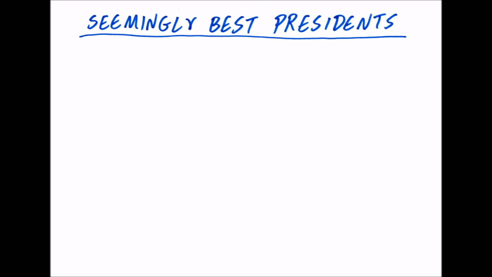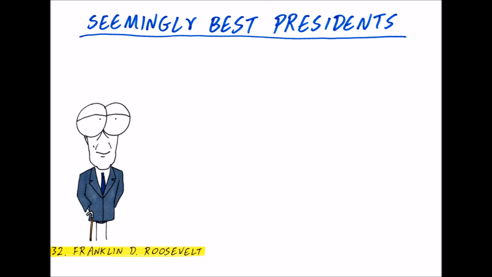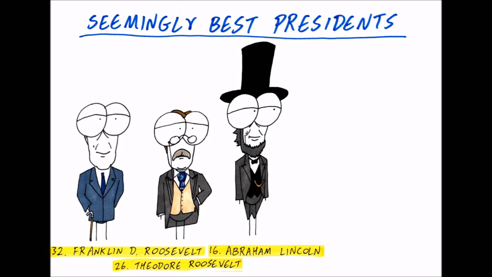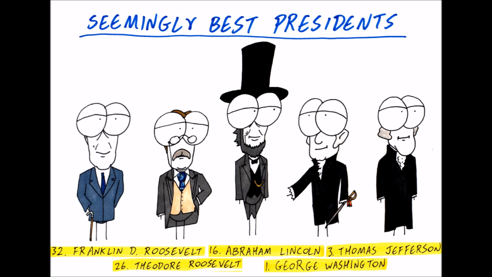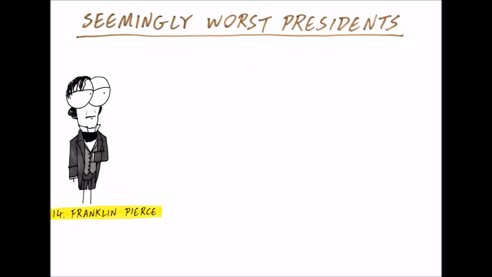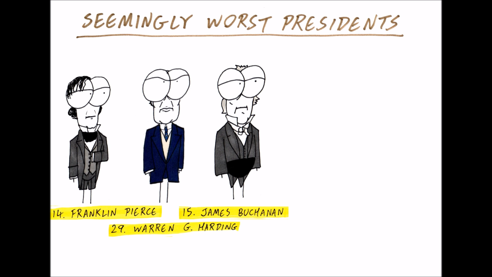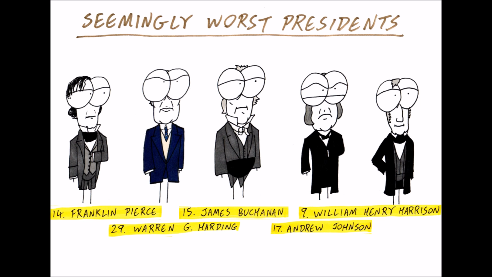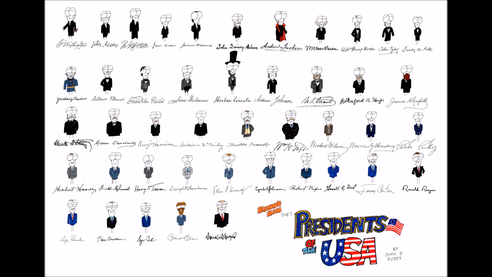In rankings, the presidents that tend to come to the top of the list in no particular order: Franklin D. Roosevelt, Theodore Roosevelt, Abraham Lincoln, George Washington and Thomas Jefferson. The worst presidents tend to be seen as Franklin Pierce, Warren G. Harding, James Buchanan, Andrew Johnson and William Henry Harrison. Many, many presidents, many, many people, many, many more still to come.